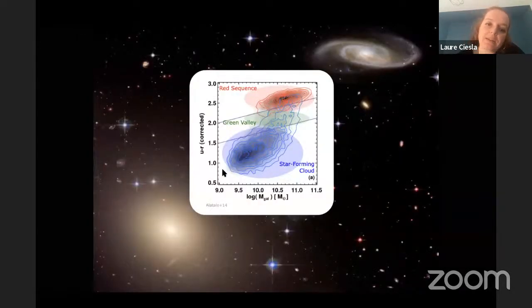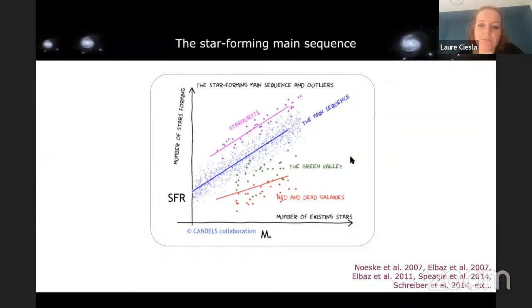So I'm coming back to this diagram. Just to remind you that we want to understand how galaxies come from the star-forming cloud, from the blue to the red sequence. And another way to look at this distribution is to have a look at the galaxy star-forming main sequence. So you have here on the y-axis the star formation rate of the galaxies, and on the x-axis you have the stellar mass.